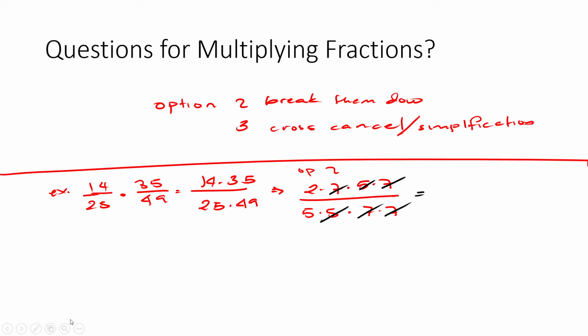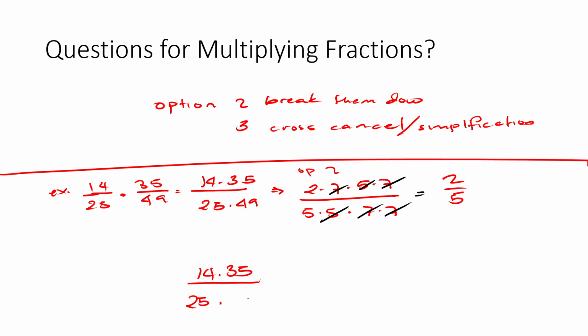Then just multiply the remaining numbers. Your answer is going to be 2 over 5. Why 2 over 5? Because it's the only thing that's remaining. Now option 3 says ignore that and just divide.